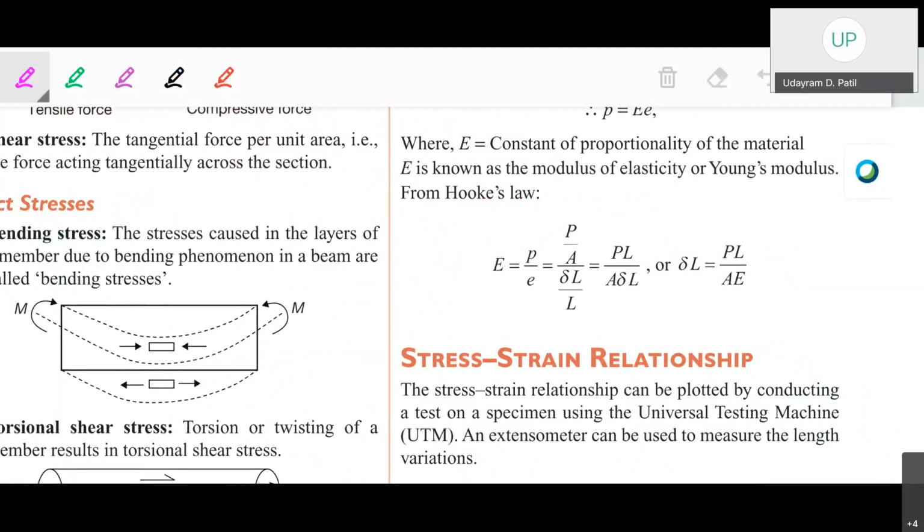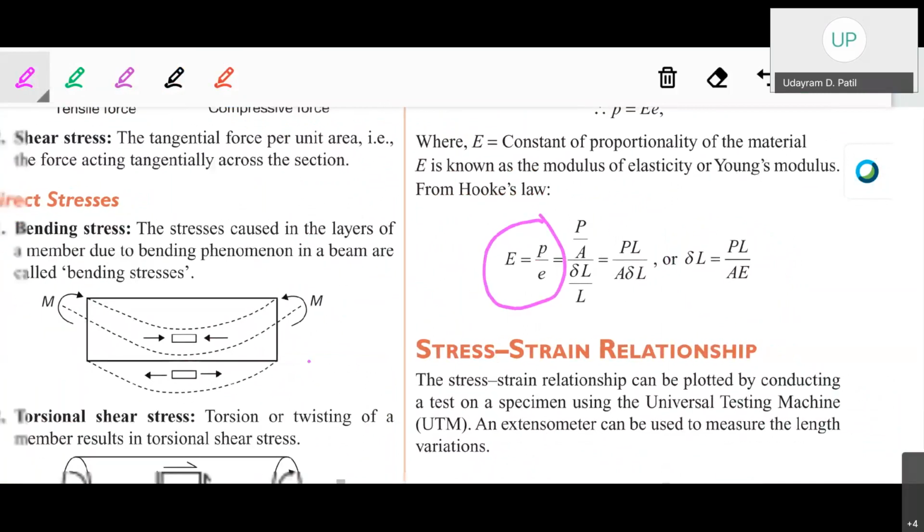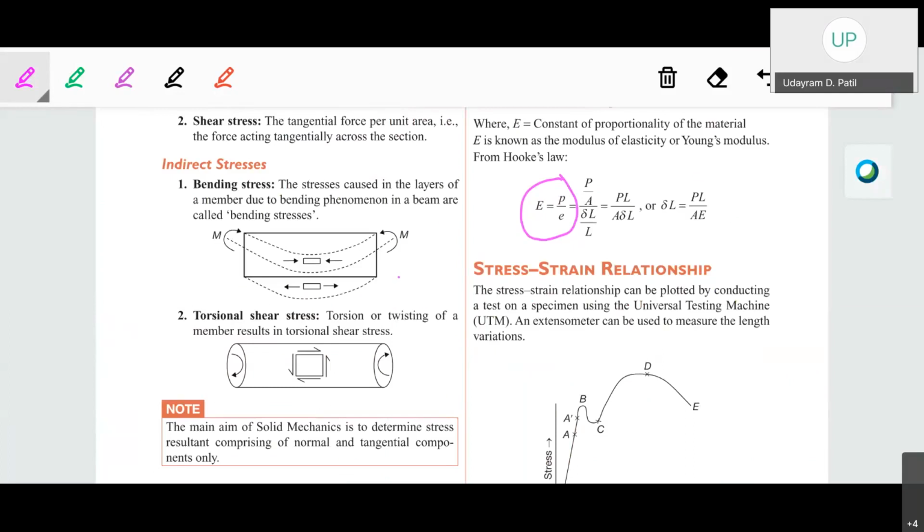We also learned that delta L, that is the elongation or the compression of the member, will be equal to PL divided by A as per our formula. By considering E, the modulus of elasticity, is equal to stress divided by strain, and calculating from that formula, delta will be equal to PL divided by AE.